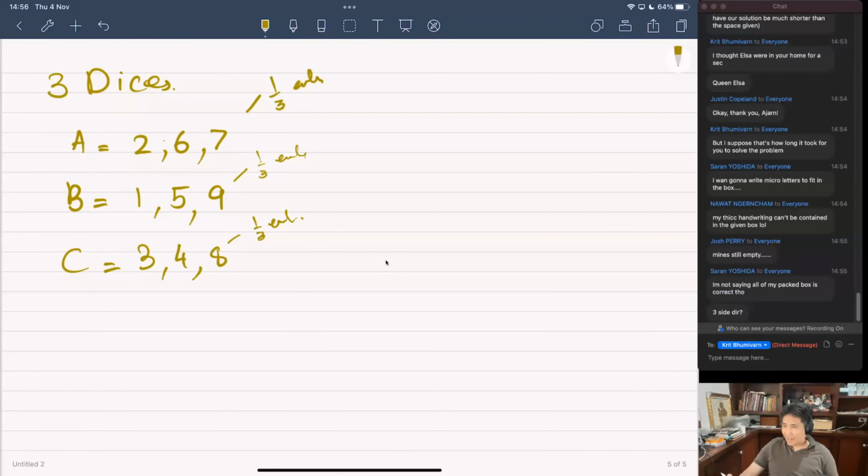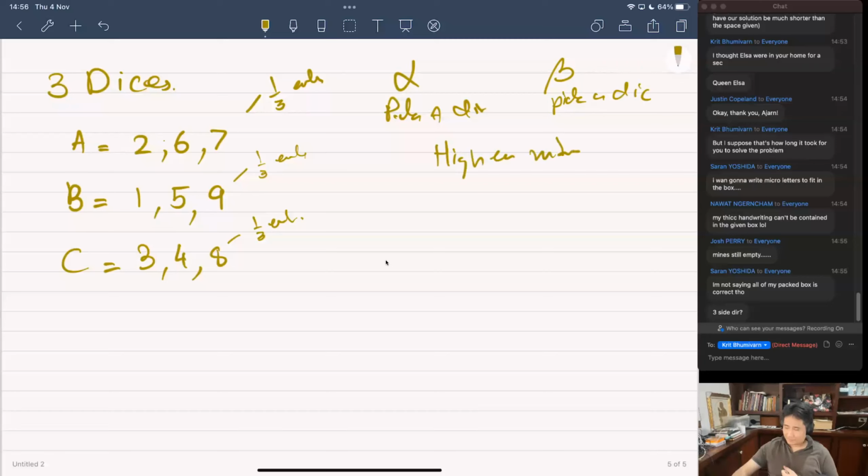Okay, so there are 3 dice and each one of them has numbers associated with it. The game is simple. Alpha, pick a die. Beta, pick a die. And whoever rolls the higher number wins. So for example, if alpha picks A and beta picks B, and alpha rolls and gets 2, and beta rolls and gets 5, that means B wins.